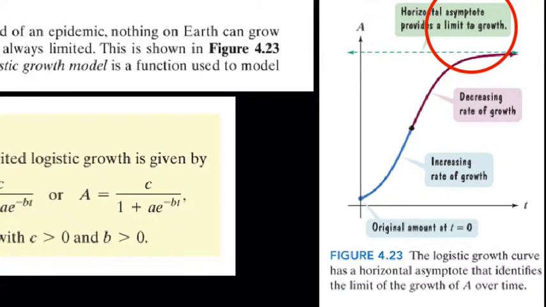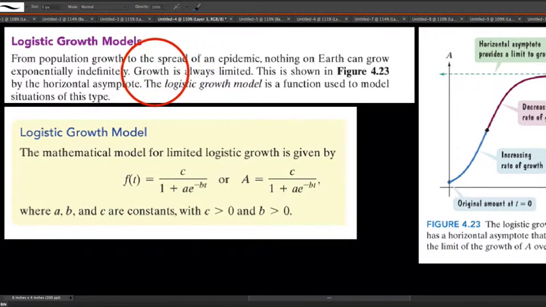So from population growth to the spread of an epidemic, nothing on earth can grow exponentially indefinitely. By mentioning that, again, here we say growth is always limited, and this is shown in the graph on the right by this horizontal asymptote. We say that the logistic growth model is a function used to model situations of this type. Here's what I can tell you about logistic growth models, and I think the fabulous thing about them.